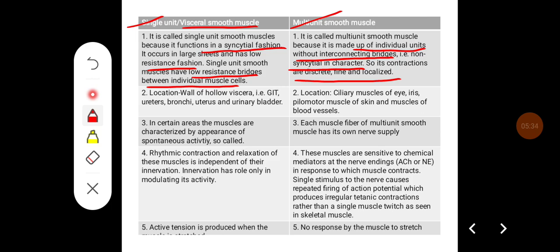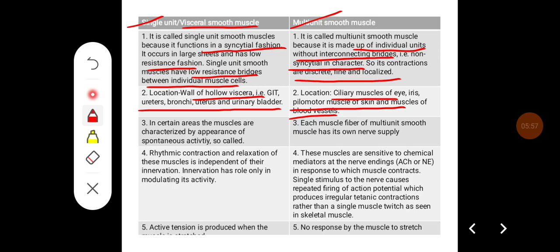Smooth muscle location: they are usually in the walls of the hollow viscera, that is GIT, ureters, bronchi, uterus, and urinary bladder. Whereas multi-unit smooth muscles are present in the ciliary muscles of the eye, that is iris, pilomotor muscles of the skin, and muscles of blood vessels.